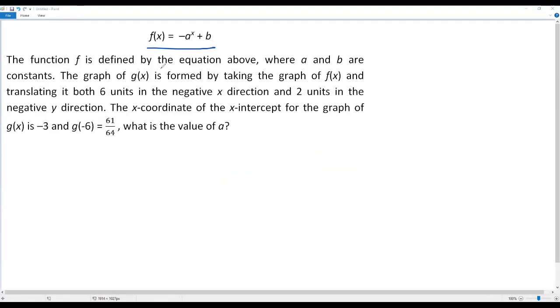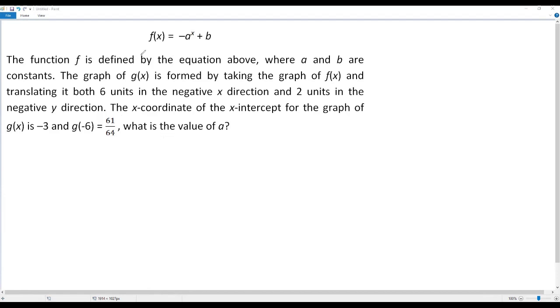f of x equals negative a to the x to the power positive b. The function f is defined by the equation above where a and b are constants. The graph of g of x is formed by taking the graph of f of x and translating it 6 units in the negative x direction and 2 units in the negative y direction. The x coordinate of the x-intercept for the graph of g of x is negative 3 and g of negative 6 equals 61 over 64. What is the value of a?